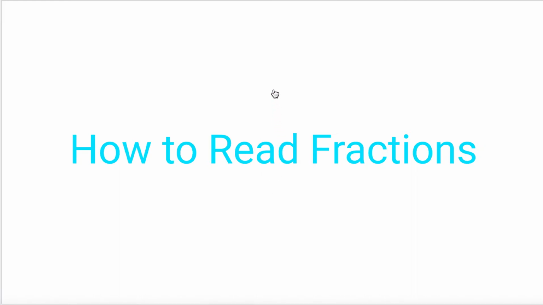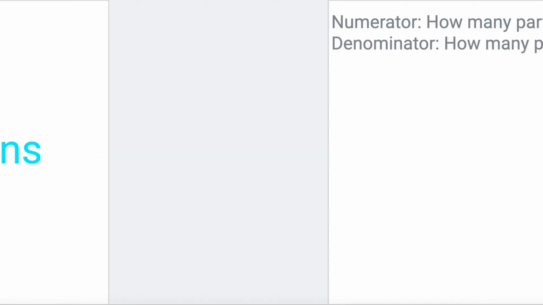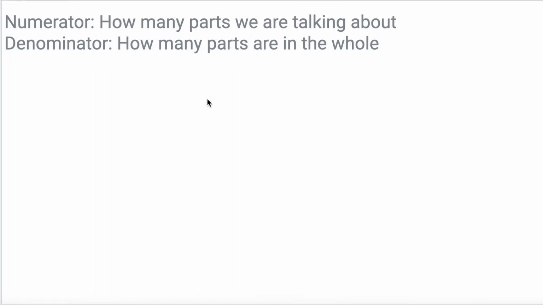Now before we do that, here's a quick refresher. Numerator and denominator. The numerator is how many parts we are talking about, and the denominator is how many parts are in the whole. Remember, numerator goes over the denominator. Let's get to our first example.